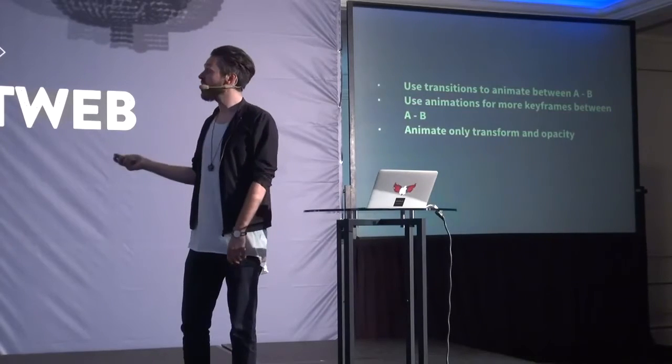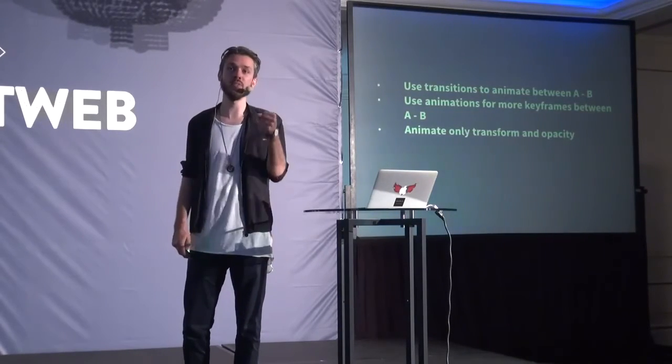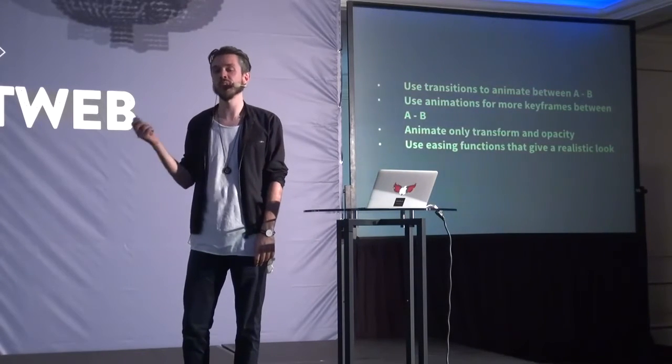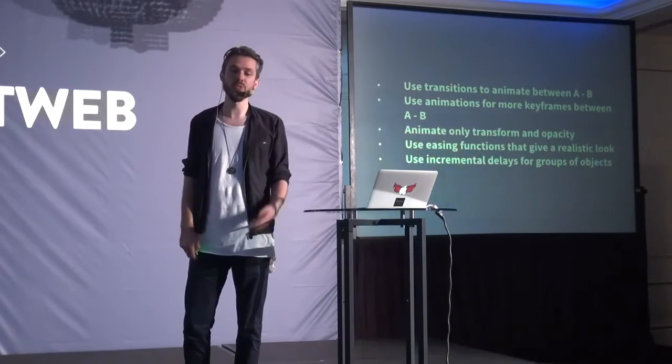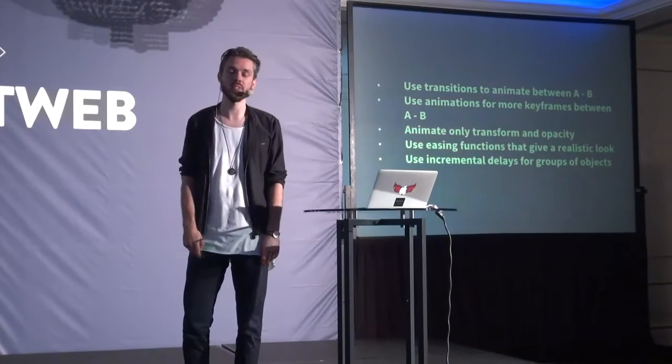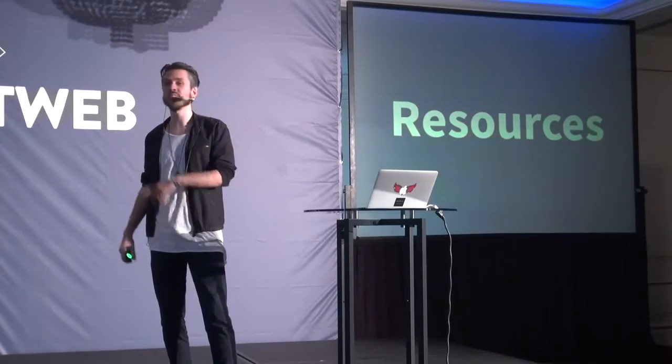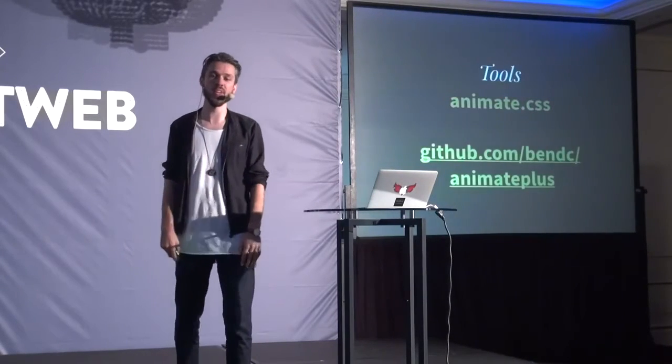We animate only transform and opacity to achieve full 60 FPS, and we use easing functions that give a realistic look. Also, you can use incremental delays for groups of objects. That's really powerful. So this is the part where you bring up your mobile phones and take screenshots off the screen, because I'm going to show you some really powerful links.